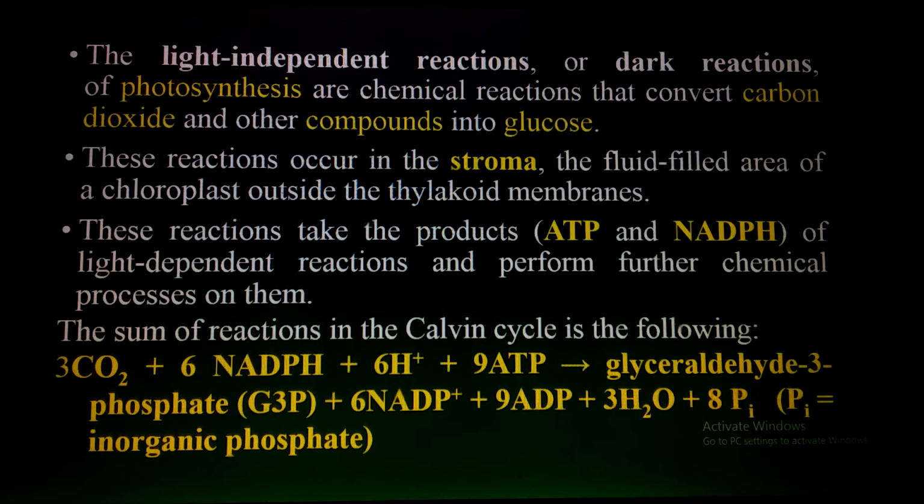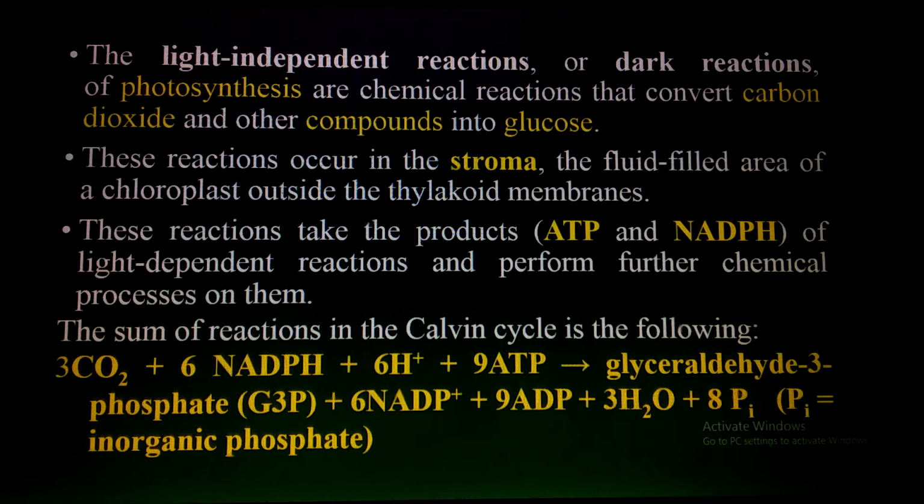Now, what is the light independent reaction and how will you define it? So note down my lecture. The light independent reactions or dark reactions of photosynthesis are chemical reactions that convert carbon dioxide and other compounds into glucose, carbon dioxide and water into glucose. These reactions occur in the stroma.